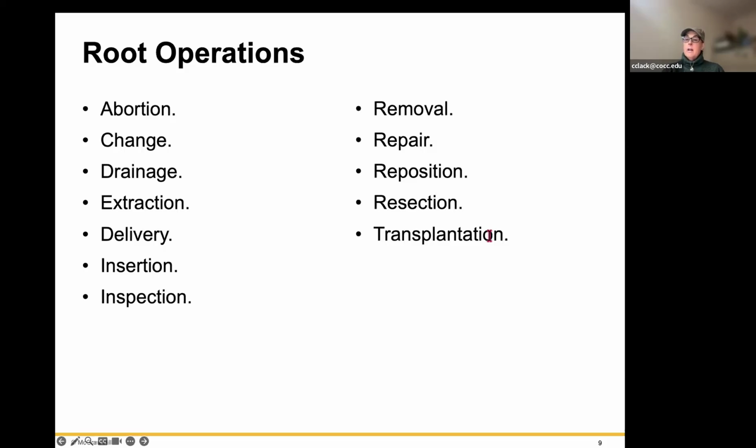Resection, removing all of a body part, which is really less common in OB, but is included in the root operation list. Then we have change, taking out a device and putting in similar devices without cutting or puncture. Transplantation is putting in a living body part from another source. So those are some of the root operations that you have to be familiar with. Again, you ask yourself, what was the intended outcome and how was it accomplished per the operative note?